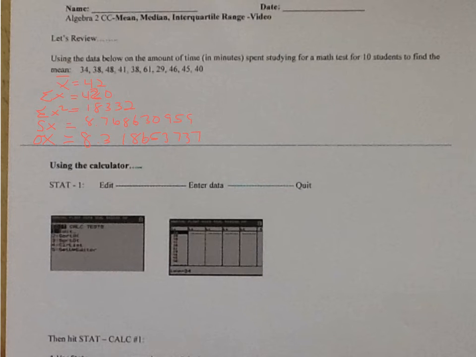All right, and then you're going to scroll down and you'll still see more. N is equal to 10. That means that's how much data you typed in. You typed in 10 pieces of data. Min X means your smallest number you typed in is 29.